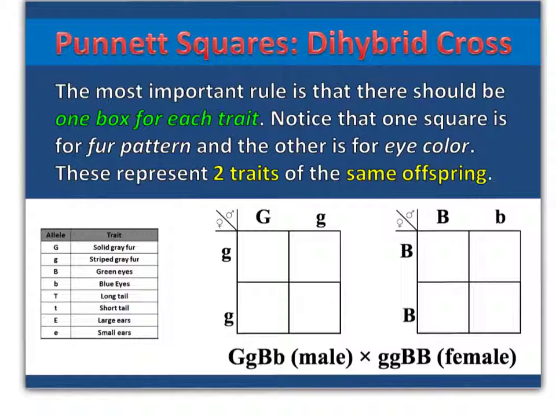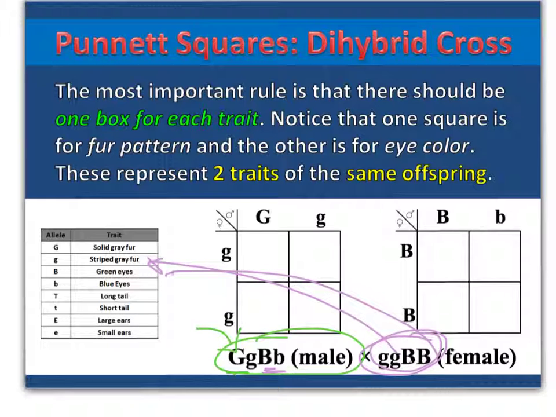Now, the most important rule I already told you is 1 box for each trait. Notice that there's one square for fur pattern and the other one is for eye color. They represent the 2 traits of the same offspring. So this is the same animal. If you look down here, it looks complicated, right? But this animal has solid gray fur, because of the big G, and the big B represents green eyes. And over here, the female has striped gray fur, and green eyes.